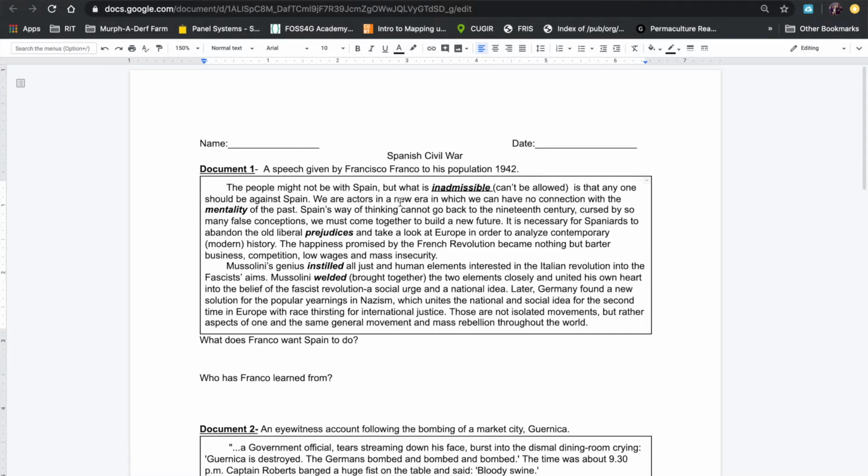We are actors in a new era in which we can have no connection with the mentality of the past. So we can't be thinking how we used to. Spain's way of thinking cannot go back to the 19th century, cursed by so many false conceptions. We must come together to build a new future.